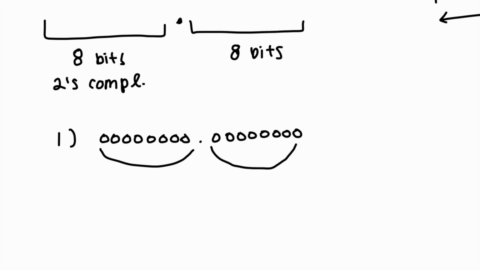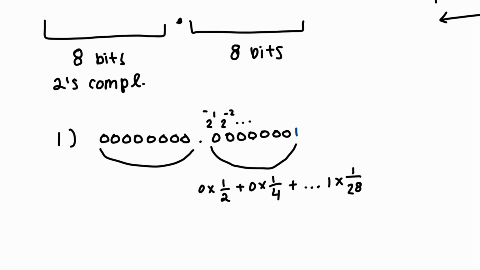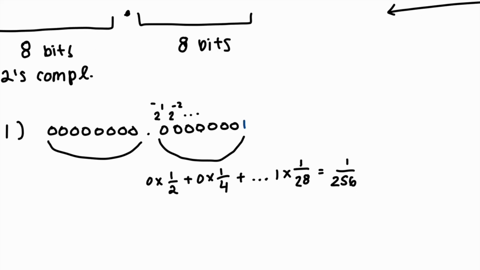And the answer to that would be having 1 bit turned on at the very last bit for the fractional part. This represents 0 times 1/2 plus 0 times 1/4. Again, these are representing 2 to the -1, 2 to the -2, and so on until we get to 1 times 1 over 2 to the 8th, which is equal to 1 over 256. So that would be our smallest fractional value that's positive.